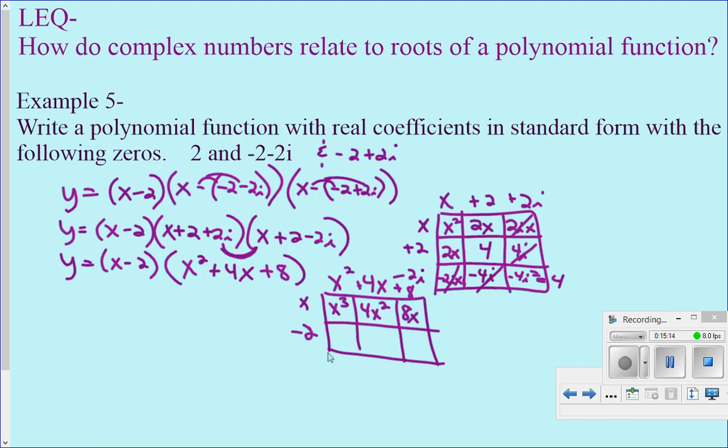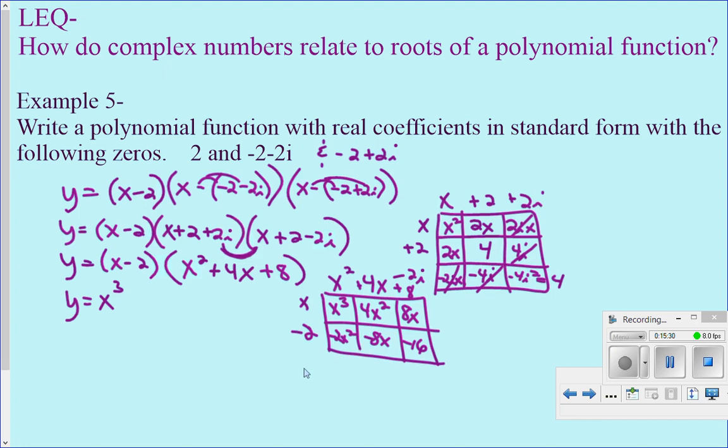Negative 2 times x squared is negative 2x squared. Negative 2 times 4x is negative 8x. And negative 2 times positive 8 is negative 16. So we have y equals in the front. I have x cubed. I'm going to be careful to put these in decreasing order.